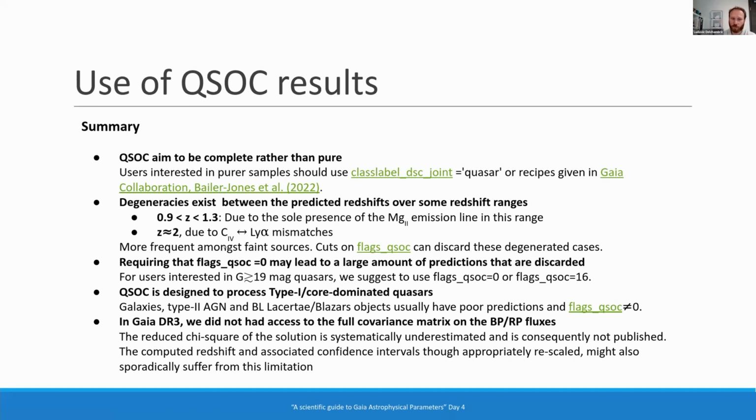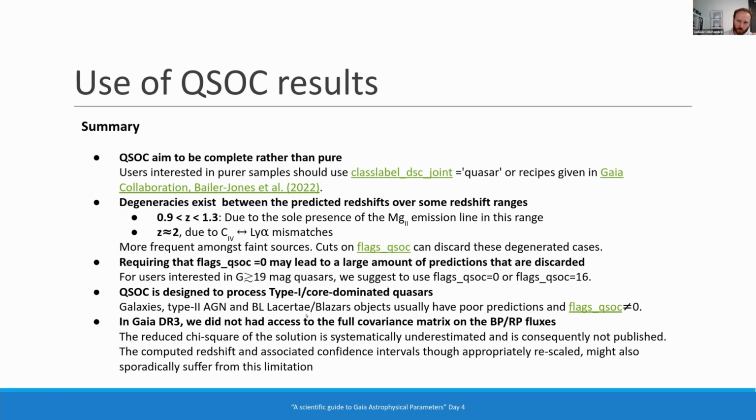These are more frequent amongst faint sources, and cuts on the warning flags discard them as wrong predictions. We saw that requiring the warning flag equal to 0 leads to a large amount of predictions that are discarded. This can be fixed for faint sources using also the flag 16.